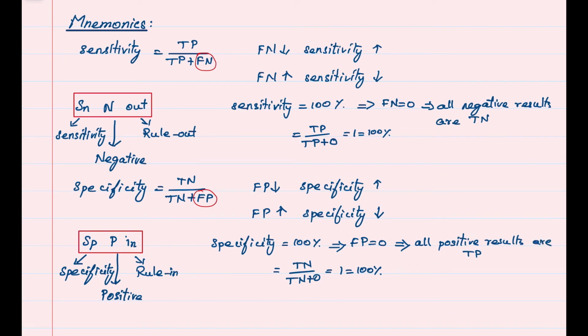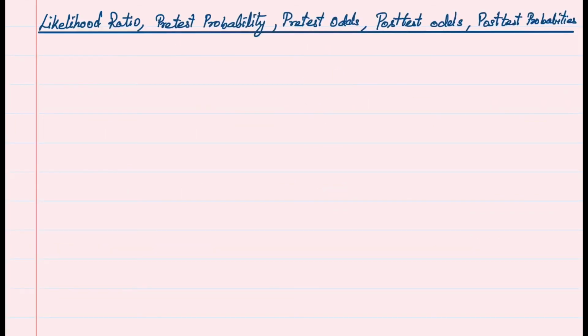Since all positive results are true positive, if the test gives a positive result, we can rule in the disease. And in this case, we cannot rule out the disease. To rule out the disease, we need a highly sensitive test. Let us learn the formulae for likelihood ratio, pretest probability, pretest odds, post-test odds and post-test probabilities.